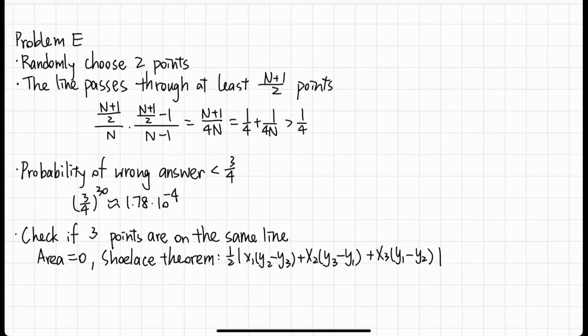So if we want to find a line, we can choose 2 points. And if we choose 2 points, we can then check if other points pass through the same line. So if other points are on the same line, and if there are more than half of the points that are on that line, then this means that the line satisfies the constraint and we can print out the answer.